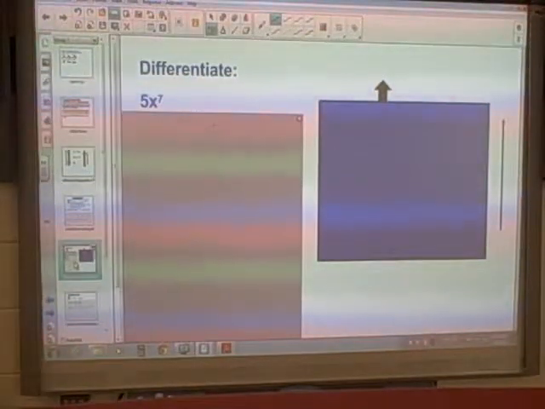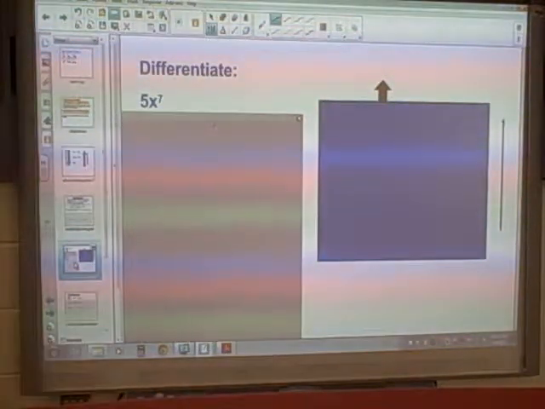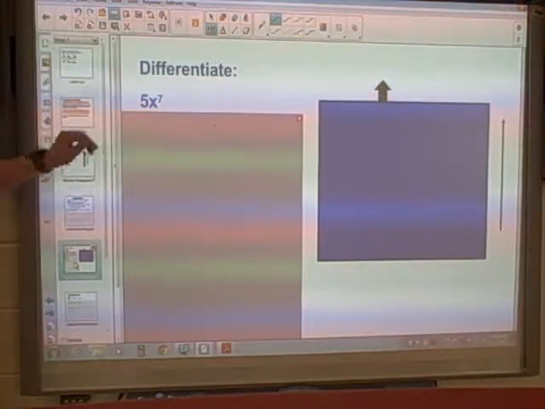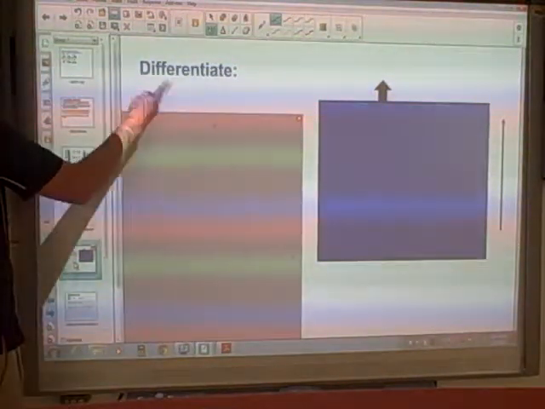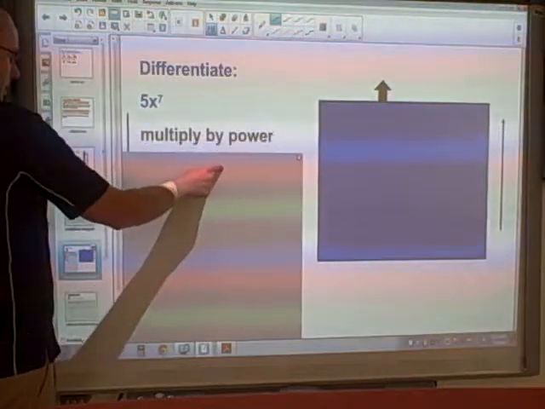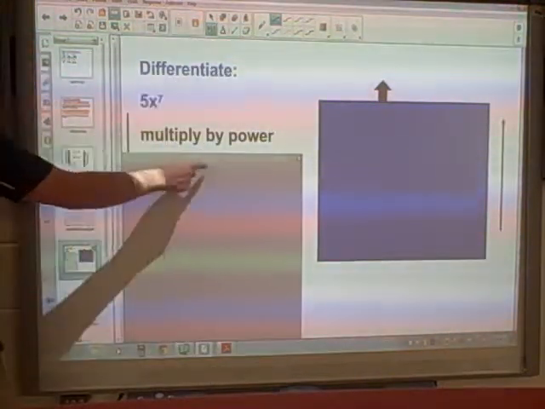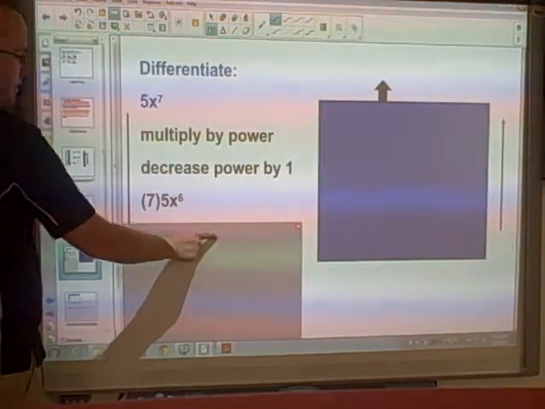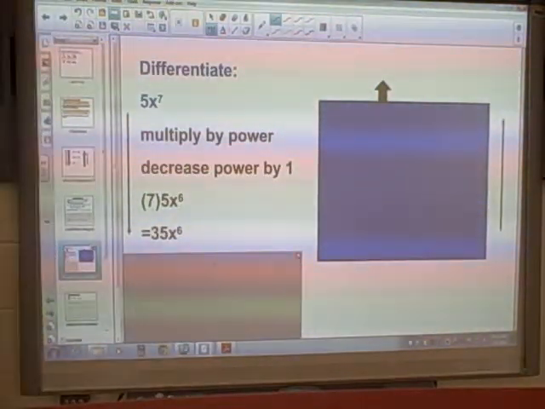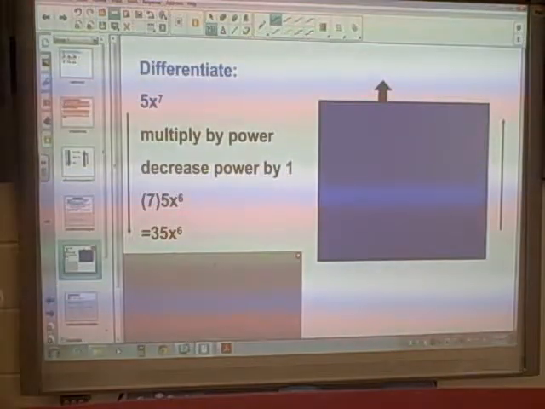Now, so far this has been very intuitive. I haven't actually shown you a specific method, so let's think about what we're actually doing. If I asked you to differentiate something like 5x to the 7, we bring the power to the front and multiply, and then we decrease this power by 1. So we would end up with: bring the power to the front, decrease the power by 1, and then simplify this expression here, 35x to the 6.